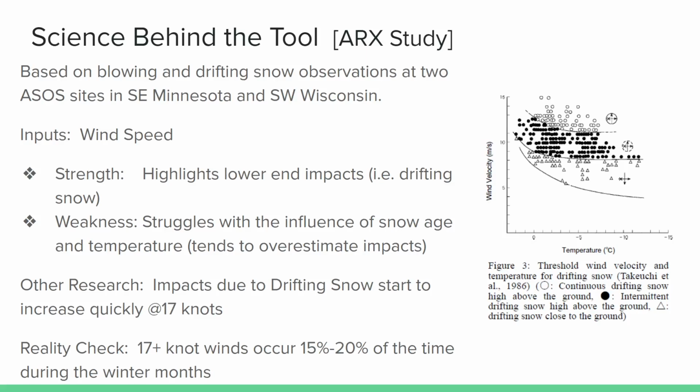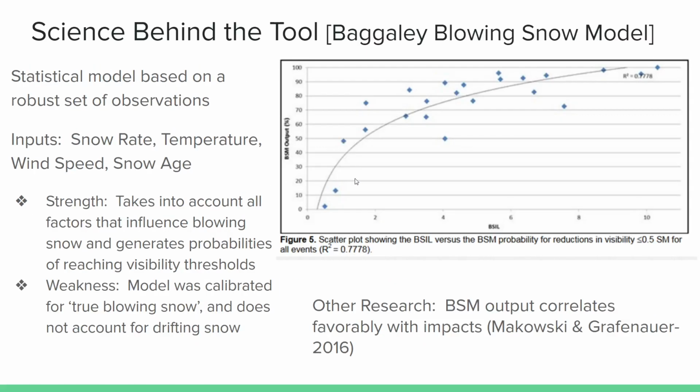Again, that's pretty common. Those probabilities really increase around 17 knots and above. The other component is that we use the Bagley blowing snow model, which comes to us from the Canadians. This is a statistical model which incorporates snow rate, temperature, wind speed, and snow age. So it takes into account more factors that influence blowing snow. Again, we marry that to the La Crosse study, which handles the lower-end drifting snow fairly strongly.